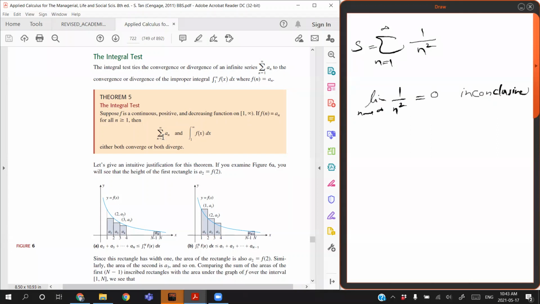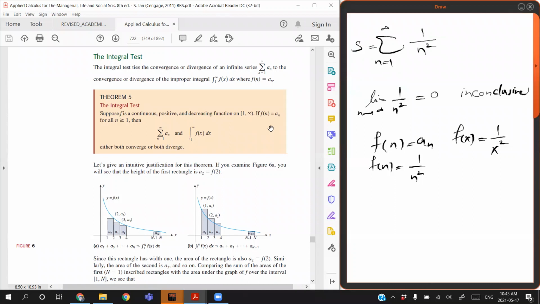What about the integral test? Can I define a function that is decreasing, positive, and continuous, so that f of n is equal to a_n? Yes, it's very easy. I just need to define f of x as 1 over x squared. Because if I do so, then f of n will be 1 over n squared. And this function is decreasing, it is continuous, and it is positive after 1. So it has all these conditions.